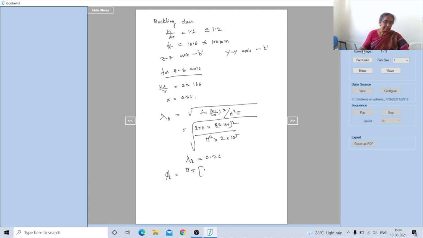Next phi z, what's the formula? 0.5 into 1 plus alpha into lambda minus 0.2 plus lambda square. So 0.5 into 1 plus alpha, 0.34 for B class, into lambda again 0.26 minus 0.2, bracket close, plus 0.26 square. You will get phi z as 0.544.